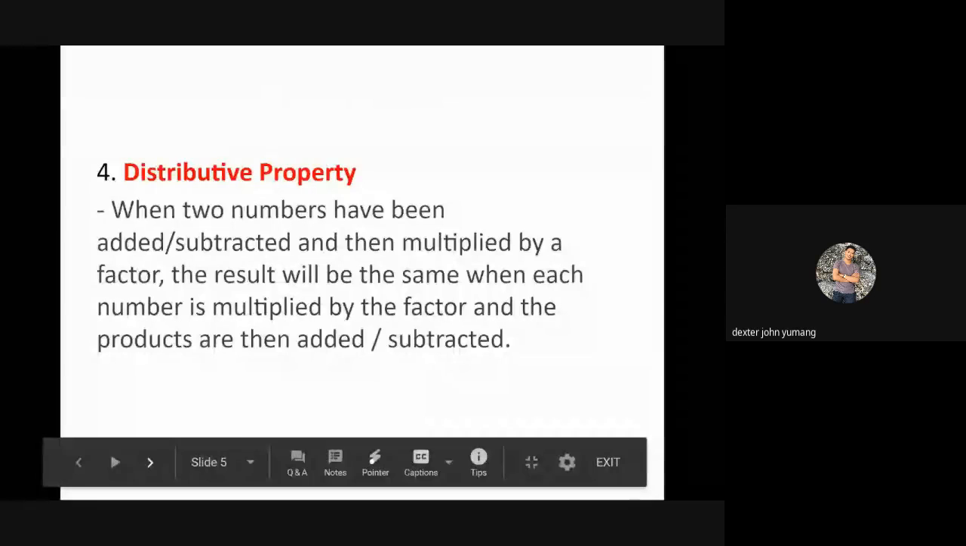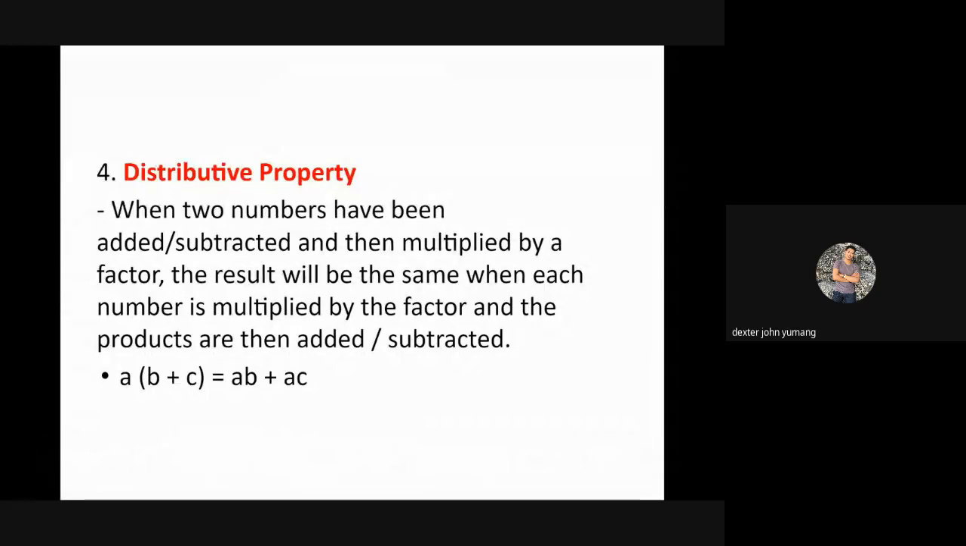The next one is distributive property or property number 4. From the word distributive, meron daw tayong i-distribute. Ano yun siya? Can you look at the symbol? Yung example dyan sa baba. A times the quantity B plus C. Naging AB, tapos naging AC. Ano yung i-distribute natin? Is it A, B, or C? Sige daw. Type your answer in the chat box.